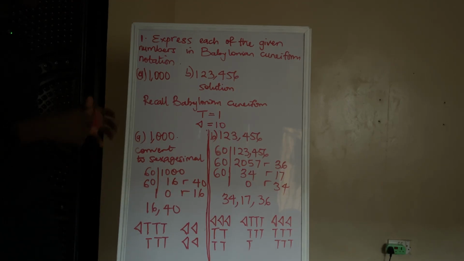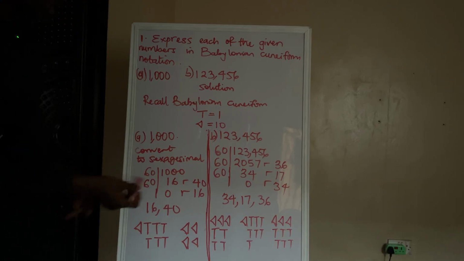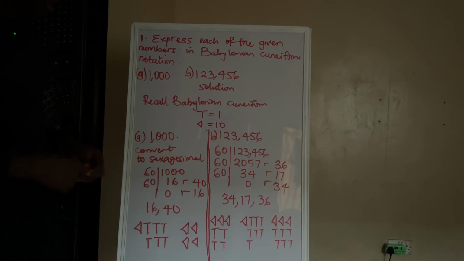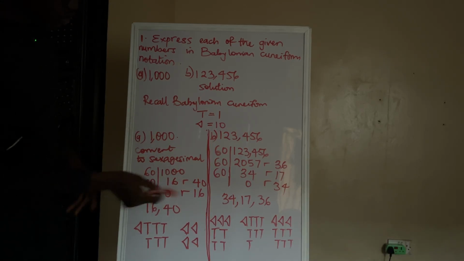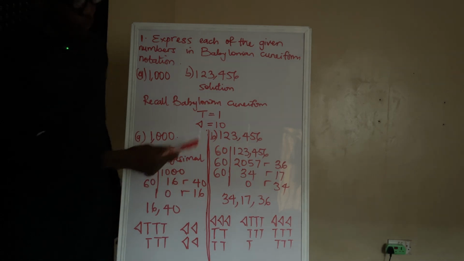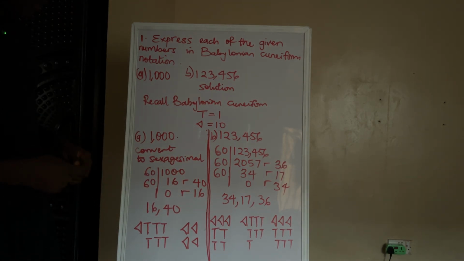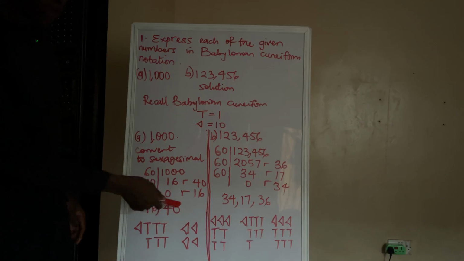So in sexagesimal, it's pretty much like binary, I think, the way we did things like this. But you're going to use the remainders. It's the remainders that you're going to be working with, and you go from down upwards. So this in sexagesimal form is going to be 16 comma 40, right?